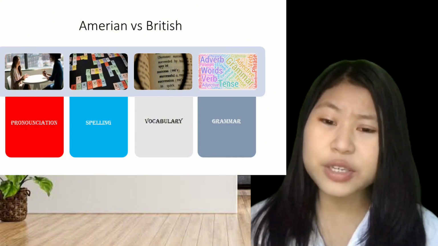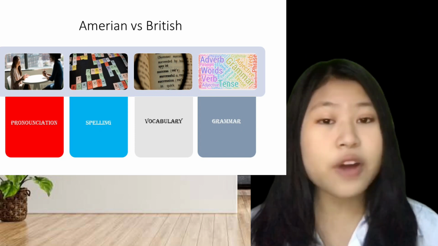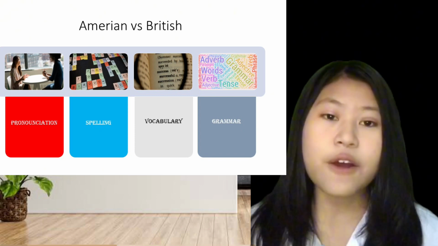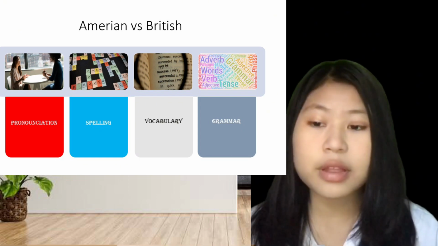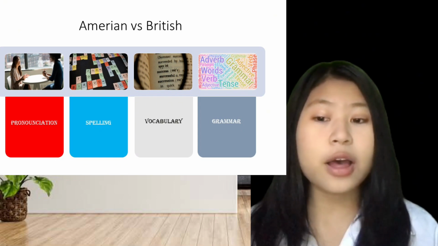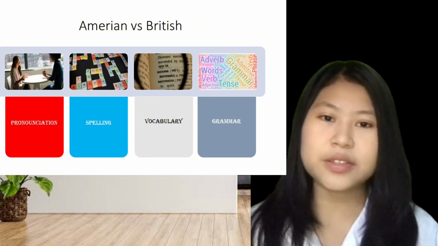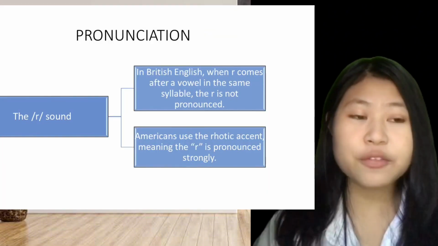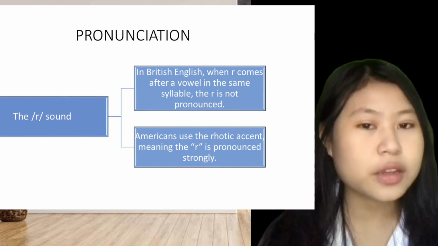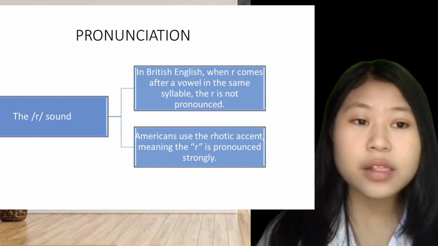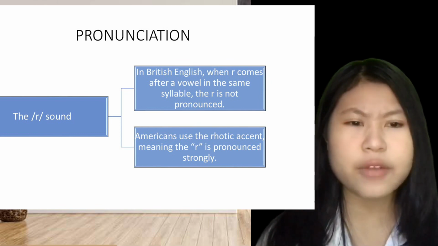They don't always use the same word for the various items. Finally, certain grammatical structures are different as well. Let's take a look at all of this in more detail. We'll discuss two of the most obvious differences when it comes to American versus British English. First, let's start with the pronunciation of R sounds.